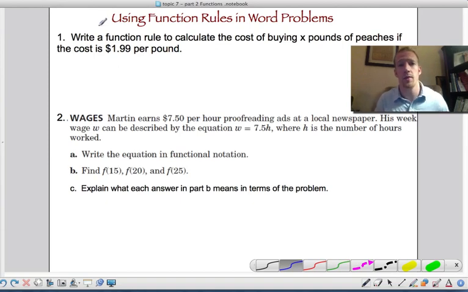Alright guys, so now we're doing word problems. I like to just call them applications. Word problems sound scary, but they're not really any harder than the regular problems that we do. We're just applying them to something.